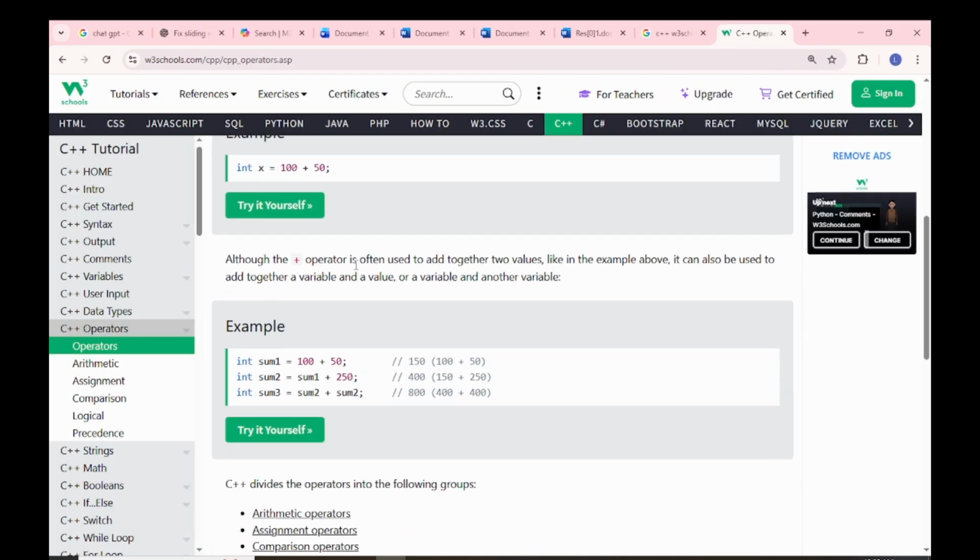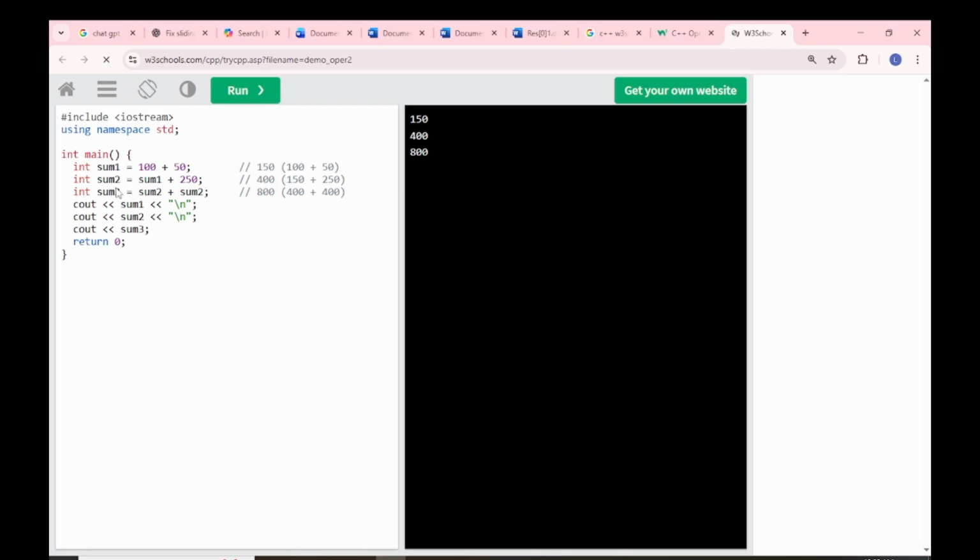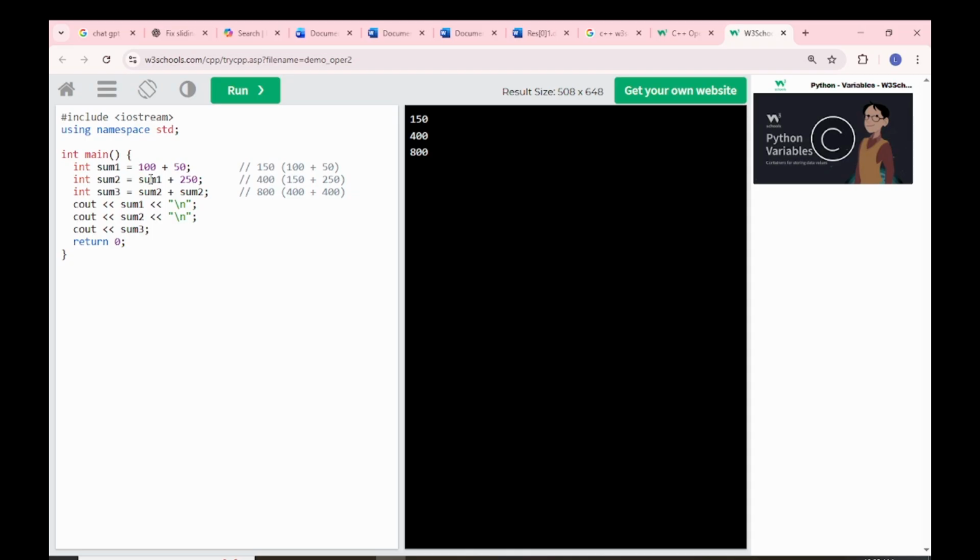Although the plus operator is often used to add two values, like in the example above, it can also be used to add together a variable and a value, or a variable and another variable. So if you see here, sum1 equals 100 plus 50, integer sum2 equals sum1 plus 250, integer sum3 equals sum2 plus sum2, right? So cout sum1, cout sum2, cout sum3. So you can see what this is giving us, right?